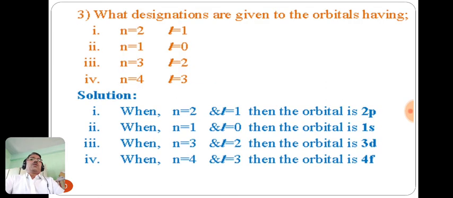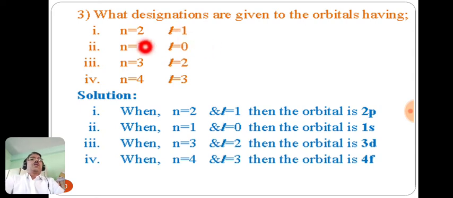Now let us see the third example that may also be asked in examination. What designations are given to the orbitals having these values? Four examples are given. First is when n equals 2 and L equals 1. So what designation is to be given to this particular orbital?